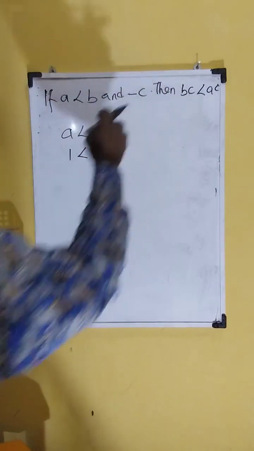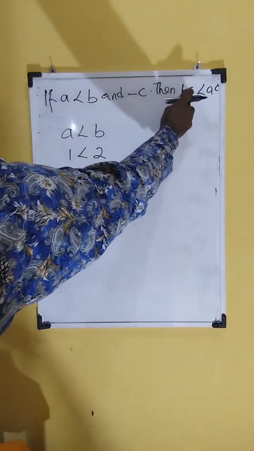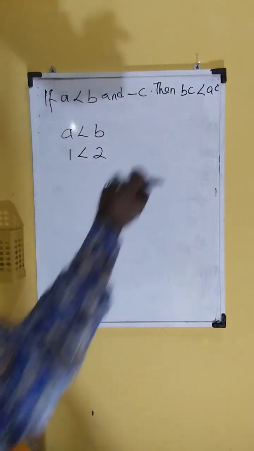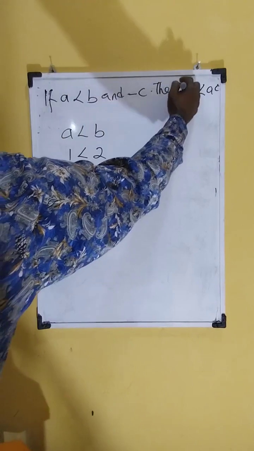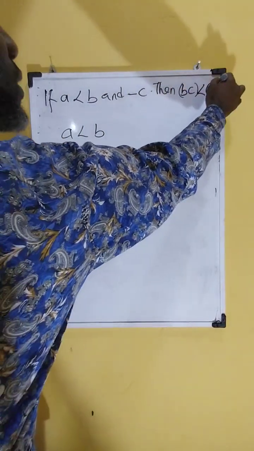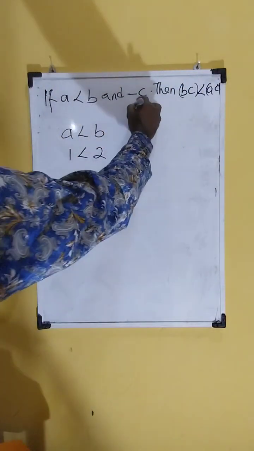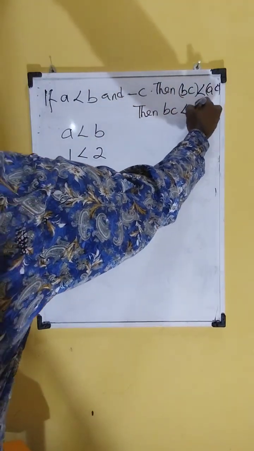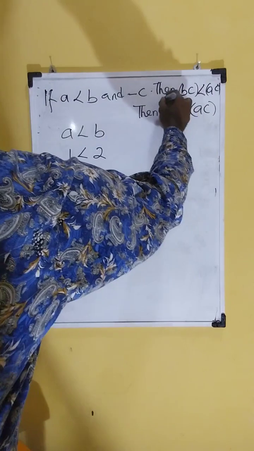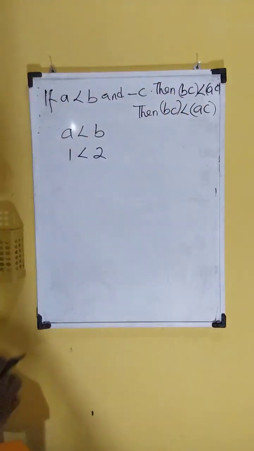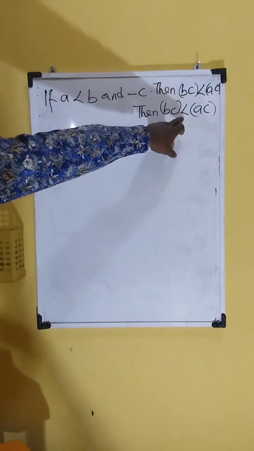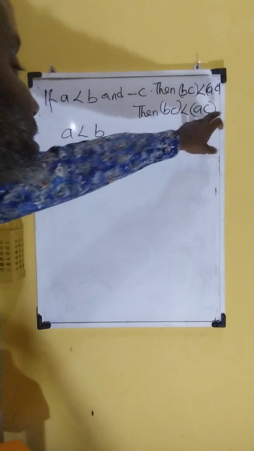But the question here, this is where you come back. It says BC is less than AC. What this means, combining this together, is actually multiplication. Let me write it this way. So that means when B is multiplied with C, it is lesser than when A is multiplied with C.